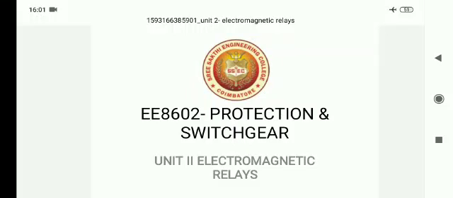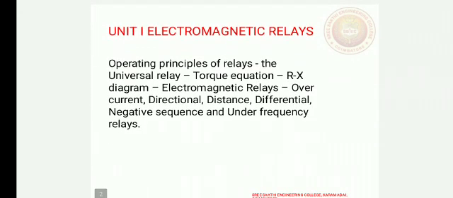In this session, we are going to discuss electromagnetic relays. The syllabus for electromagnetic relays: operating principles of relays, the universal relay, torque equation, R-X diagram, electromagnetic relays, overcurrent, directional, distance, differential, negative sequence, and under frequency relays.